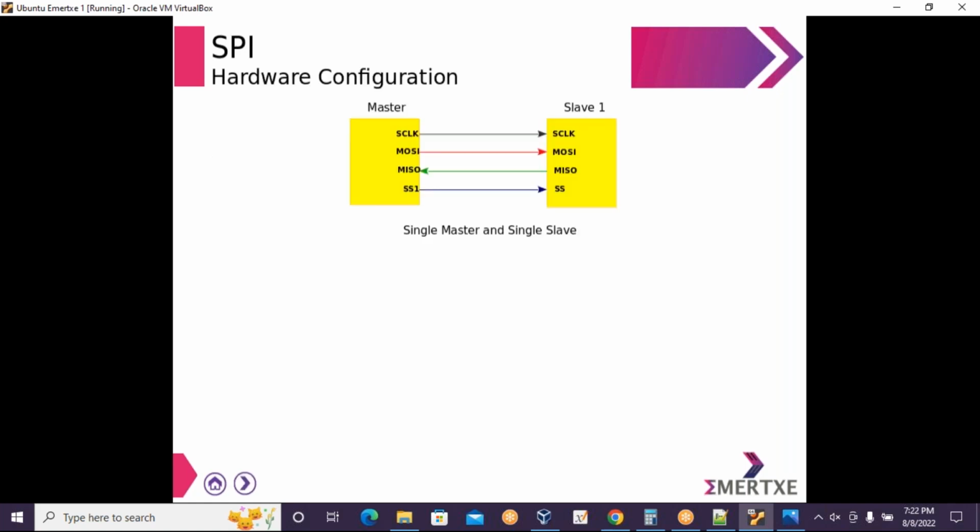So here you can see an example. This is a single master, single slave example, where a single master is going to communicate with a single slave. Just observe the names and the direction of the lines. NSS means slave select line. SS is the slave select, and N stands for the numbering: first slave select line, second slave select line, third slave select line, depending on the number of slaves present in the network.